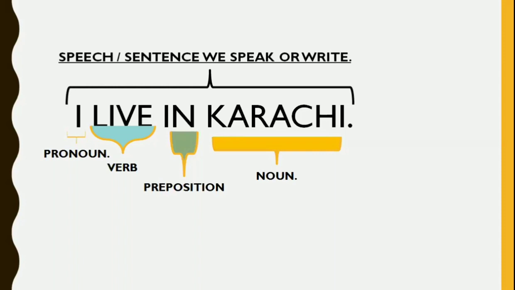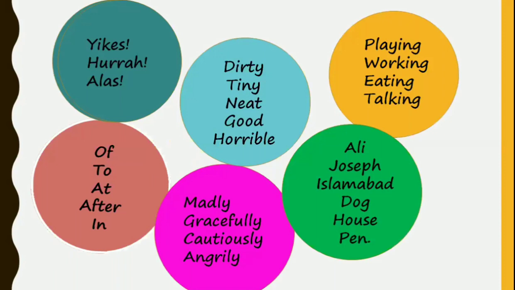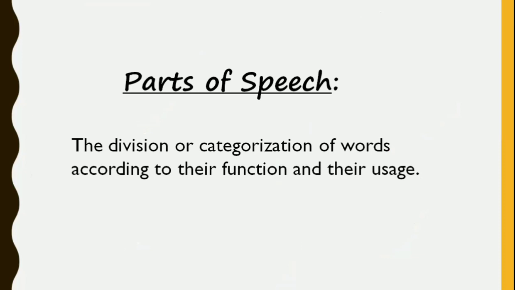Our speech is made up of different types of words which are divided into different groups according to their usage. Here you can see different words are grouped together in different circles with the words having the same function. Parts of a speech is a division or categorization of words according to their function and their usage.